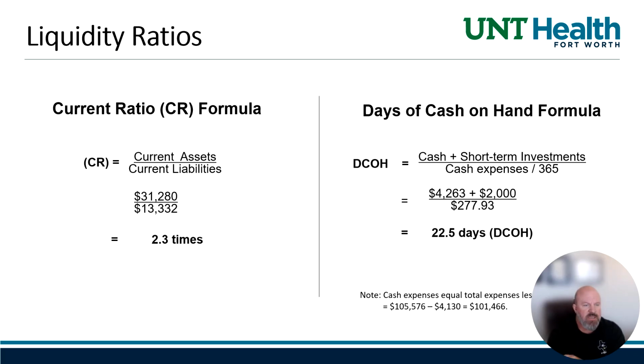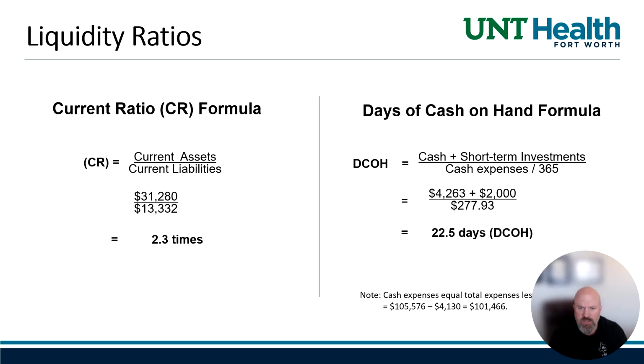Okay. We talk about liquidity ratios. Remember, liquidity is how quickly we can turn everything into cash. So you have two different ratios here, current ratio and the days of cash on hand. Your current ratio is your current assets divided by your current liabilities. Real simple. You just take all your assets divided by all your liabilities, which are things that you owe, okay, and you get a value. This one is 2.3 times. You can drop the dollar sign on this because of algebraic rules. So $31,280 divided by $13,332 is 2.3. You drop the dollar sign there and get a 2.3 times current ratio.